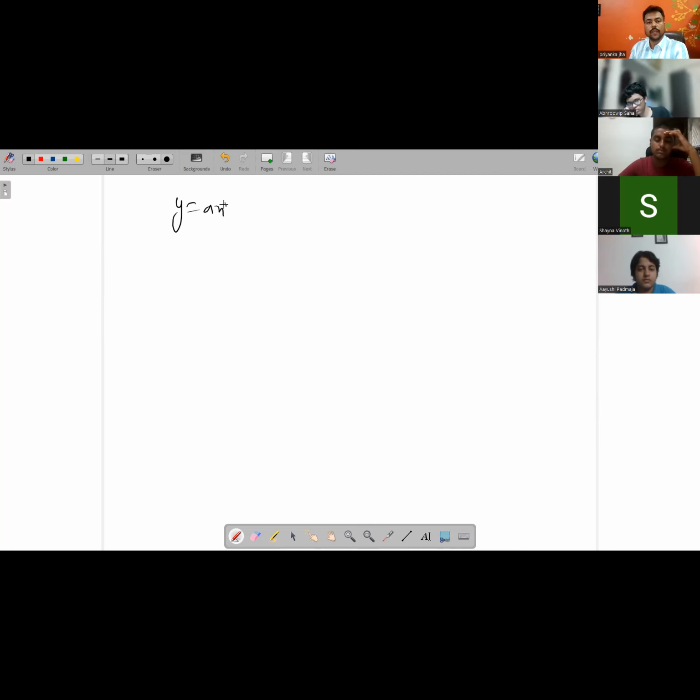y equal to ax square plus bx plus c. Let me derive one important result. What I'll do is take a common. So x square plus b by a into x, as it is. And here you make a perfect square. So x square plus 2 into x into b by 2a.